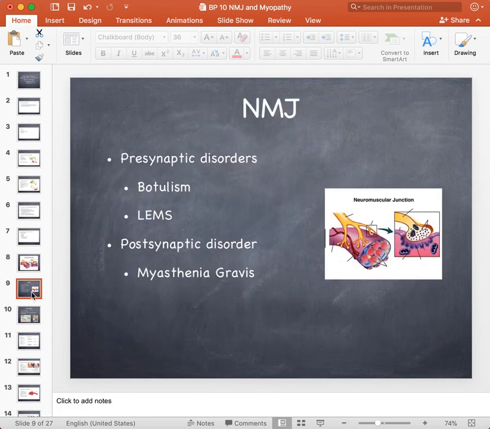Okay, all right. So here are the big pre- and postsynaptic disorders. I think if you know these three, you're doing very well. Botulism is a quite common cause of infant mortality in developing countries. It is a toxin that's seen in the soil. We have a picture of it in a moment. In addition to that, there's Lambert-Eaton myasthenic syndrome, which is a paraneoplastic disorder affecting the presynaptic junction, which we will also talk about in a moment. And then finally, the big one, which is the postsynaptic myasthenia gravis.